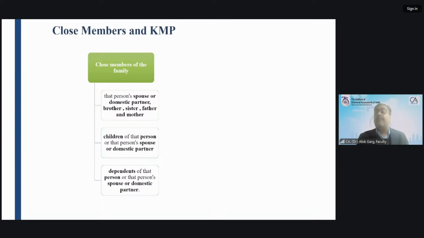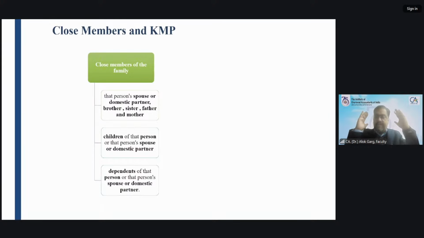Okay. But my spouse's father, my wife's father, will become a related party to this entity only if, means my wife's father will be considered as a relative under Ind AS 24 only if my wife's father is dependent on my wife or dependent on me, right? Otherwise, my wife's father, my wife's mother, my wife's brother and sister will not be considered as a related party. Okay, right? From the perspective of this standard. So to cut a long story short, who will be the related party?